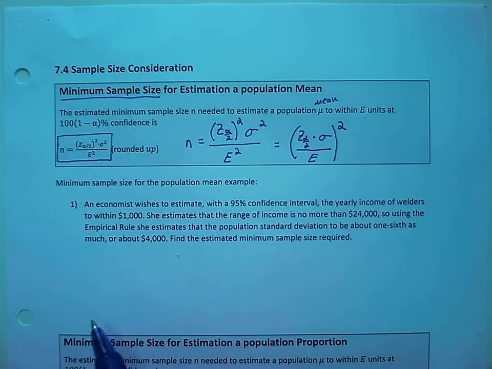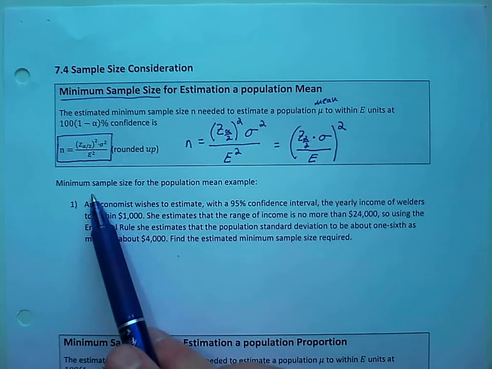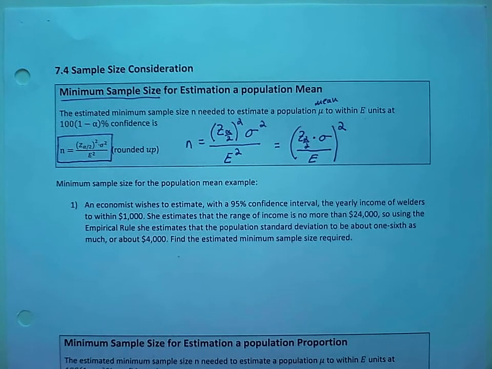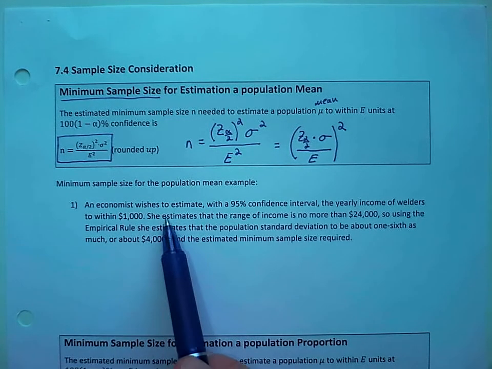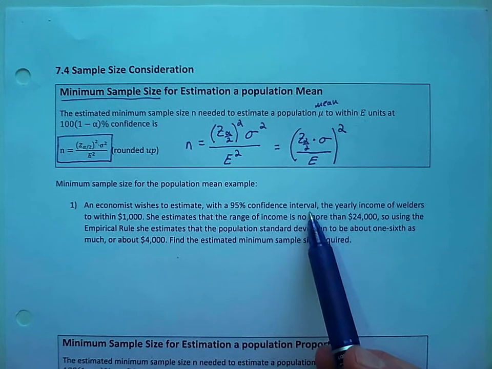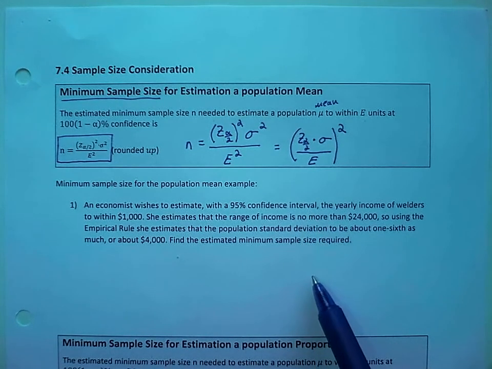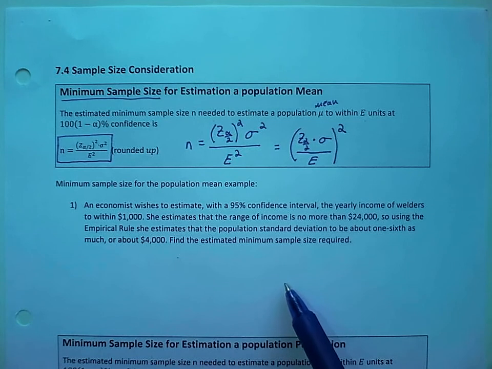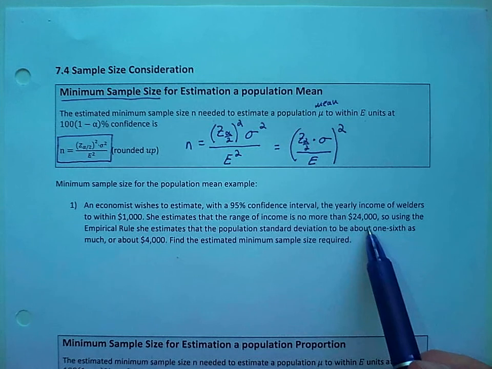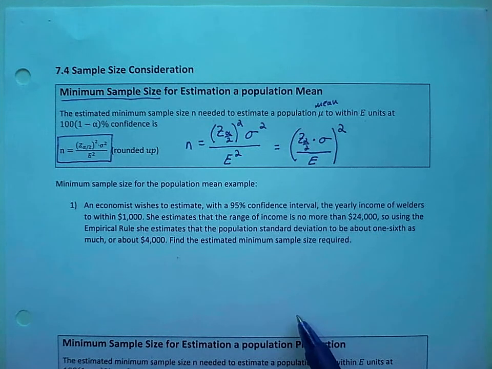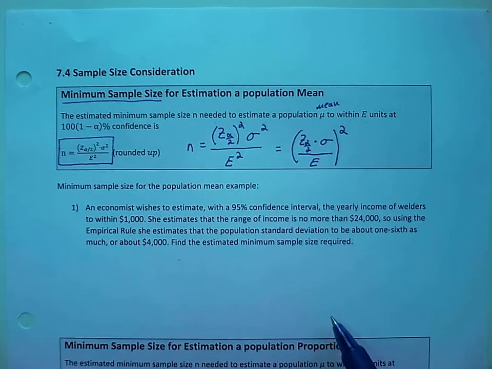Alright, so let's do some examples with this. It says this is a minimum sample size for the population mean example. An economist wishes to estimate with a 95% confidence interval the yearly income of welders to within $1,000. She estimates that the range of income is no more than $24,000. So using the empirical rule, she estimates the population standard deviation to be about 1/6 as much, or about $4,000. Find the estimated minimum sample size required.